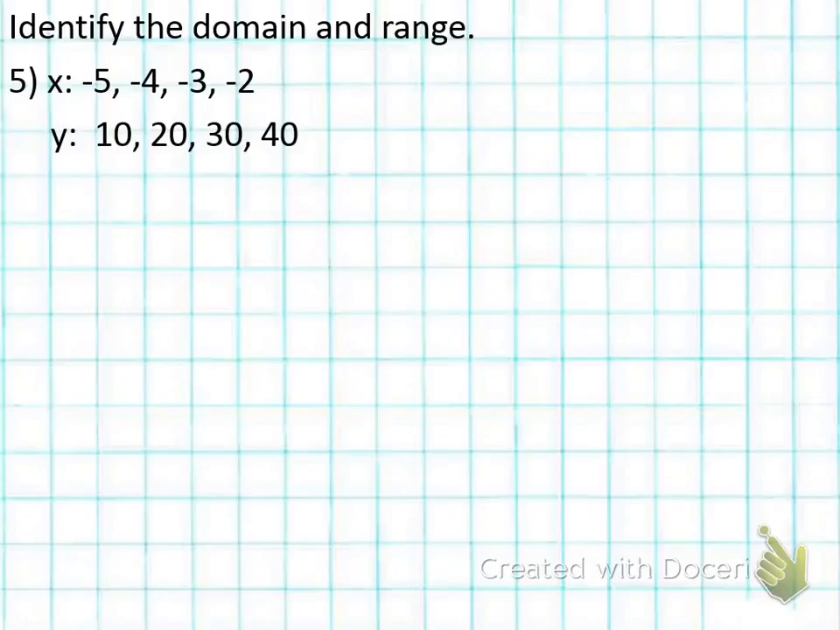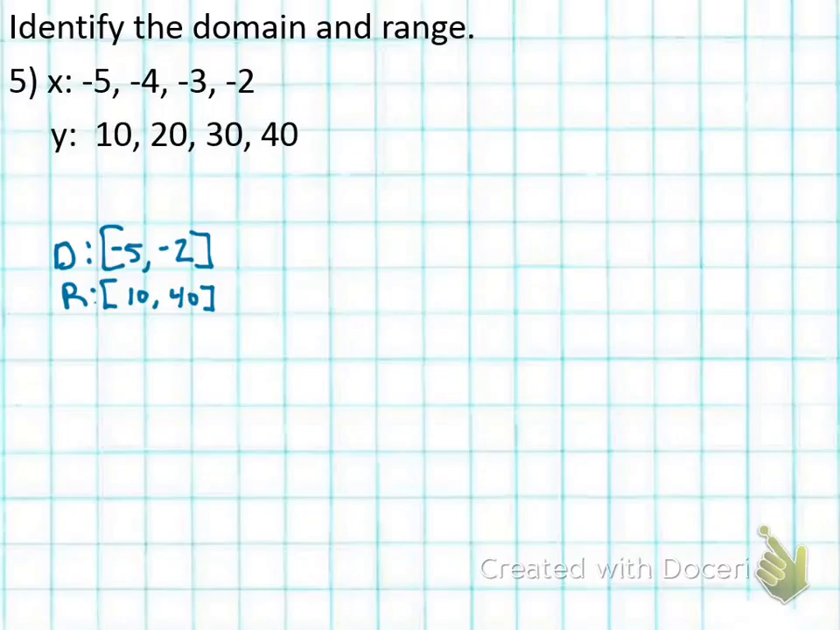We don't have any arrows here, but what's the smallest number in our domain? -5, right? So this one's already in order. So one way to do this is you could just look at the smallest number, -5. And what's the biggest number? -2. It's already in order, which is nice. It's just a different way to show it. And then our range, what's the smallest number? 10. 10, biggest number? 40. Okay, good. All right. So that's our domain and range.